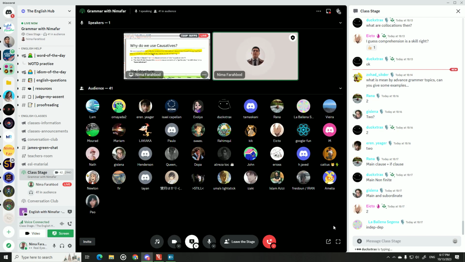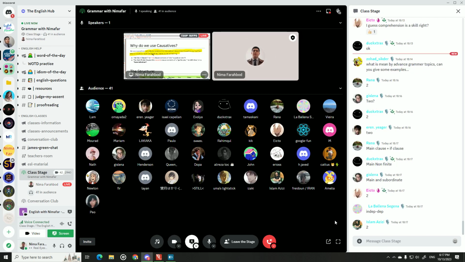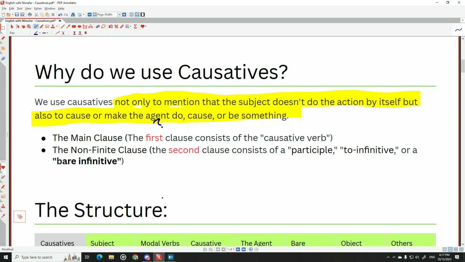In many grammar topics, we have clauses. Clauses play a very important role in our grammar structure. So, in this case, we have the main clause and the non-finite clause. The main clause is the first clause that consists of the causative verb. But the second clause consists of a participle, to infinitive, or bare infinitive.